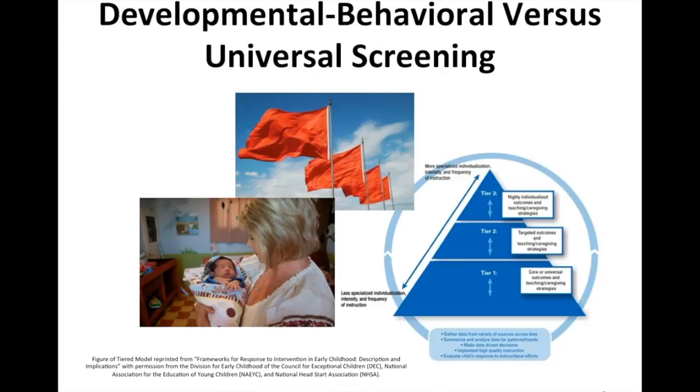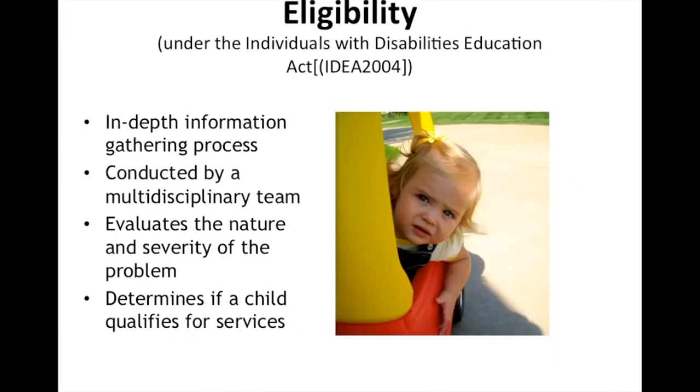So universal screening is really done to help us determine how children are progressing and if they need more or different instruction. That's a really different decision than the one we would make about whether this child needs additional testing and might qualify for special education services. So it's really important that groups sit down and take a look at the difference between developmental and behavioral screening and universal screening, and then apply the recommended practices for each of those purposes.